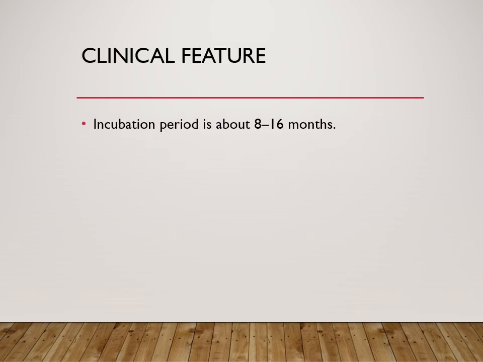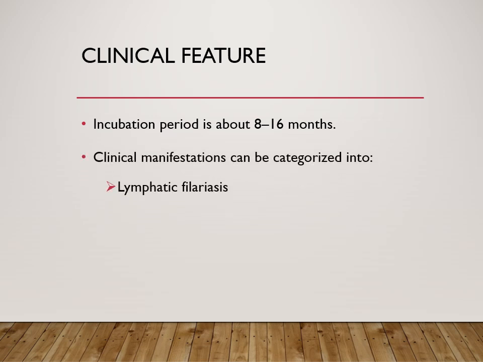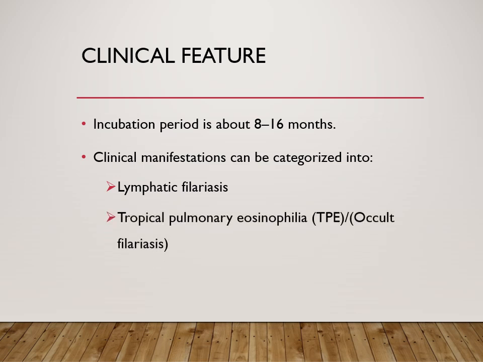The incubation period is about 8 to 16 months. Clinically, it can be categorized into lymphatic filariasis and tropical pulmonary eosinophilia. Lymphatic filariasis, as I have already mentioned, can be an acute manifestation or chronic depending upon the treatment of the patient, and in chronic there can be complications. Then there is tropical pulmonary eosinophilia, or occult filariasis, and then certain immune complex mediated manifestations.